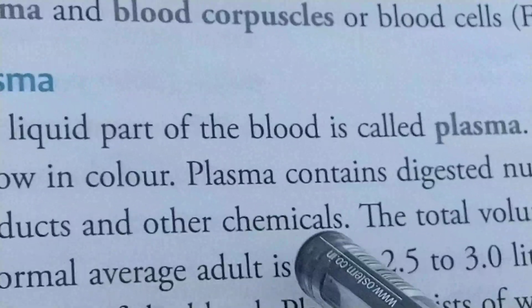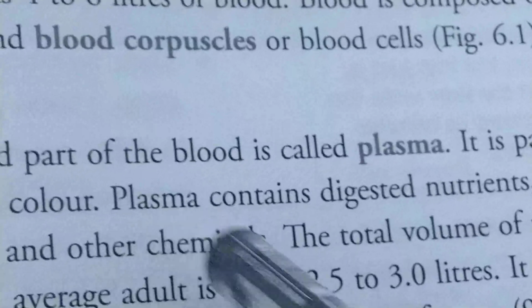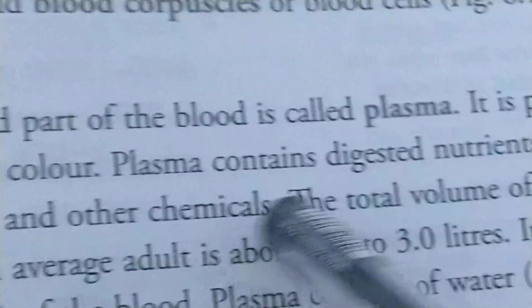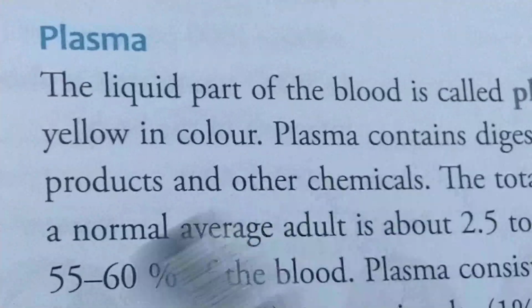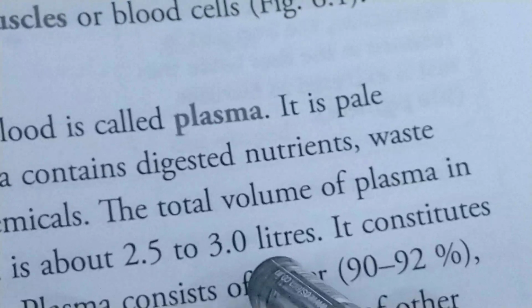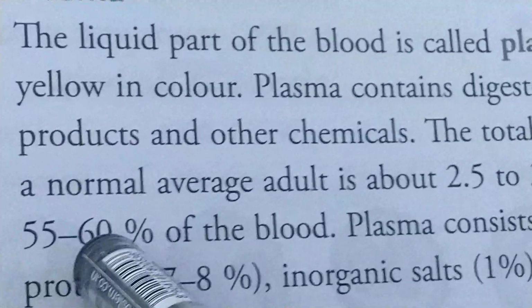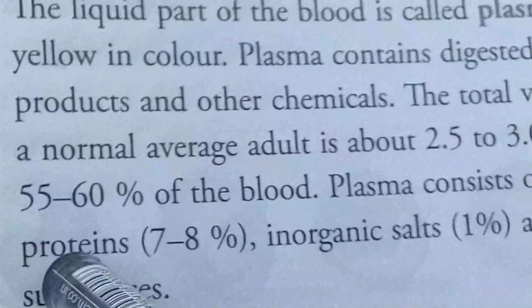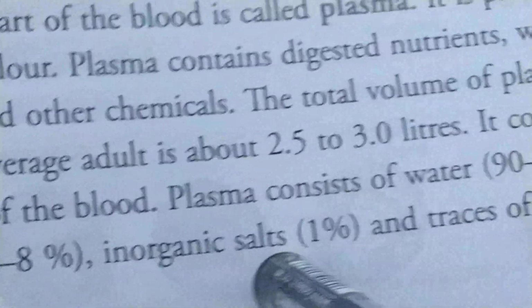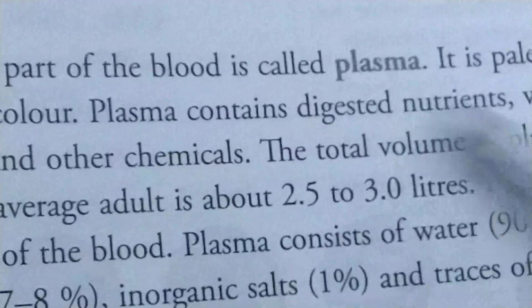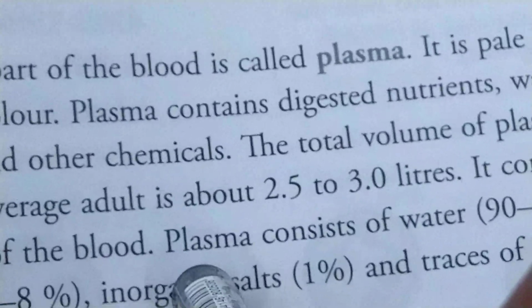Plasma contains digested nutrients, waste products and other chemicals. So plasma कैसे बनता है? Plasma contains digested nutrients, waste products and other chemicals. The total volume of plasma in a normal average adult is about 2.5 to 3.0 liters. It constitutes 55 to 60% of the blood. Plasma consists of water 90%, proteins 7 to 8%, inorganic salts 1% and traces of other substances. So this portion is very important, I mean the composition of plasma.